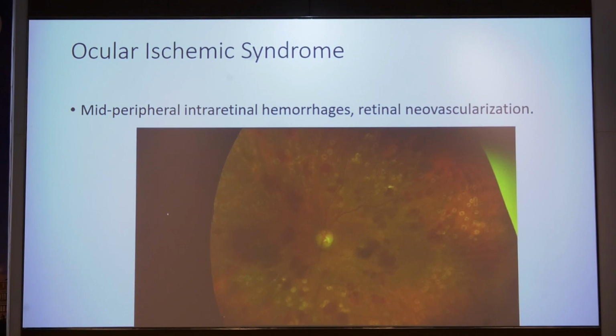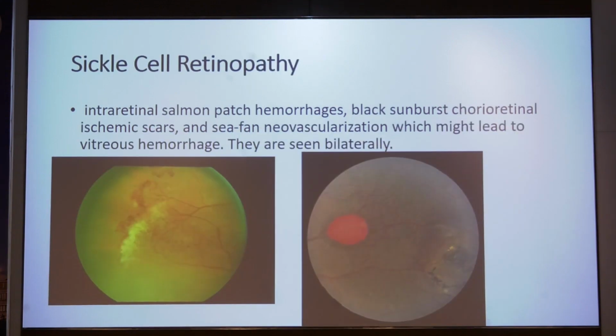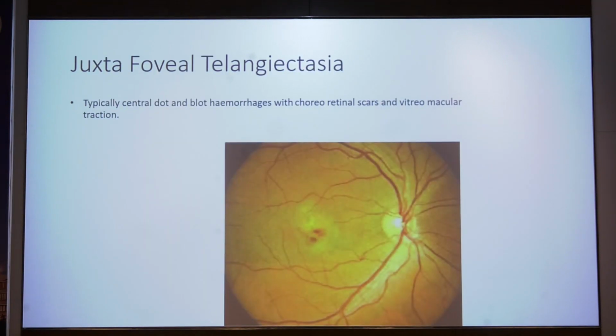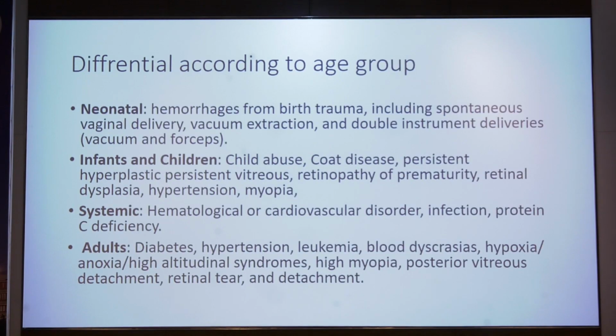In ocular ischemic syndrome, mid-peripheral intraretinal hemorrhages can be there, and retinal neovascularization can be there. In sickle cell retinopathy, we see intraretinal salmon patch hemorrhages, and with that black sunburst chorioretinal ischemic scars and sea fan neovascularization, which might lead to vitreous hemorrhage, and they are usually seen bilaterally. In juxtafoveal telangiectasia, it's typically a central dot and blot hemorrhage with a chorioretinal scar and vitreomacular traction.